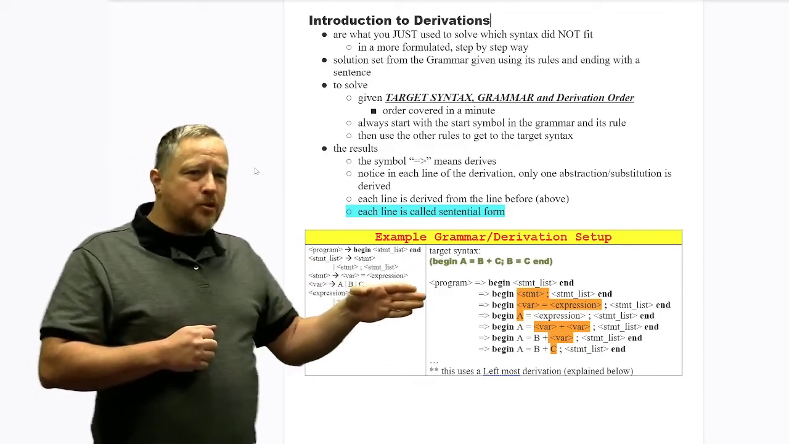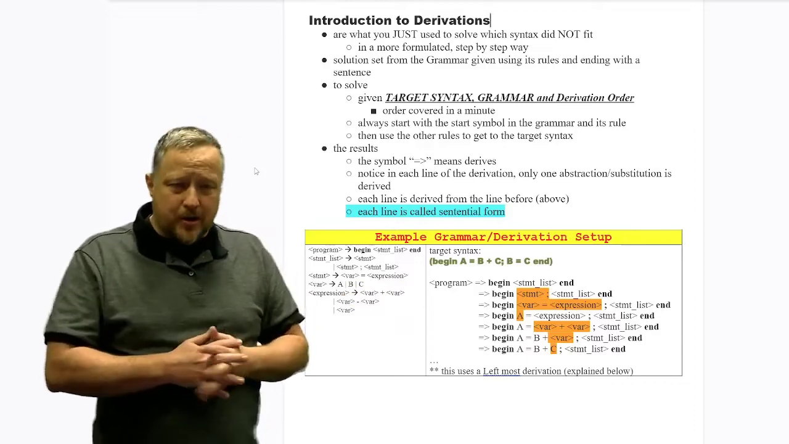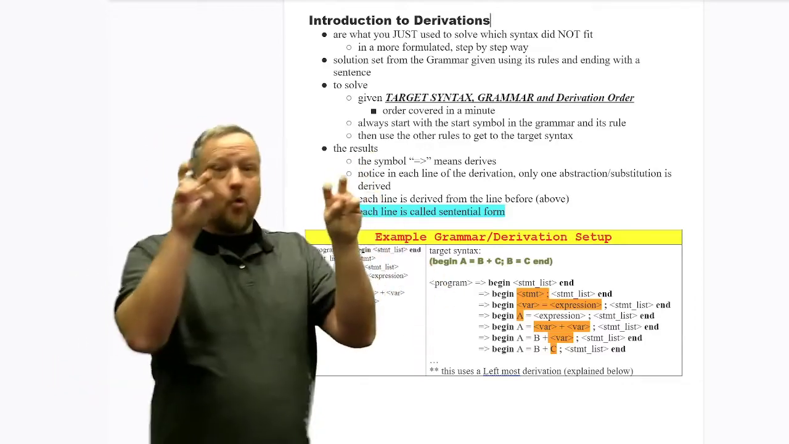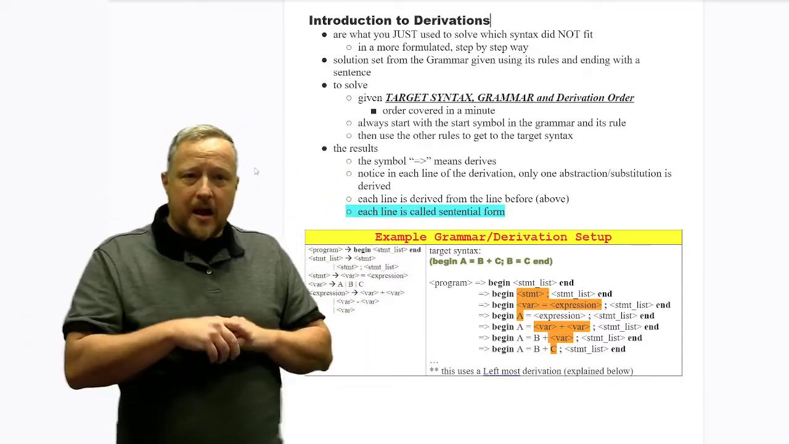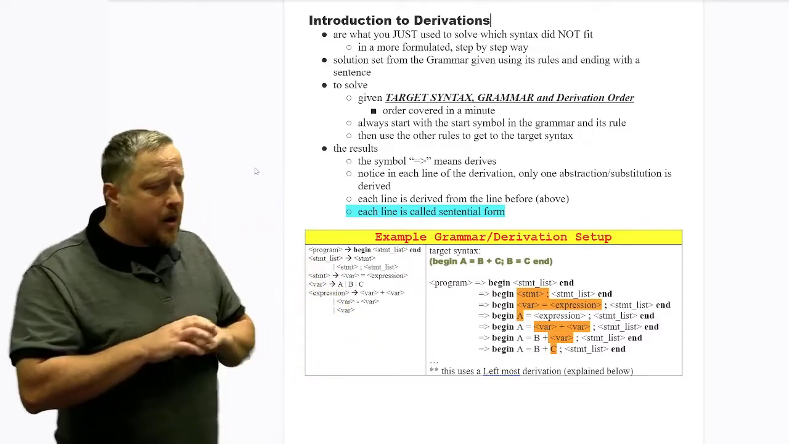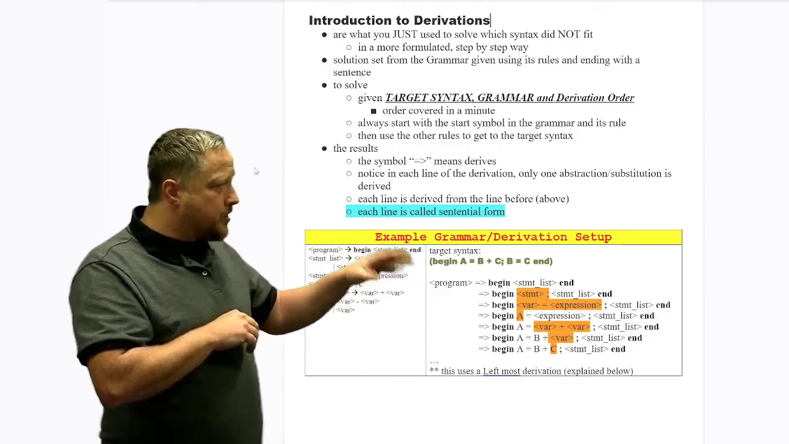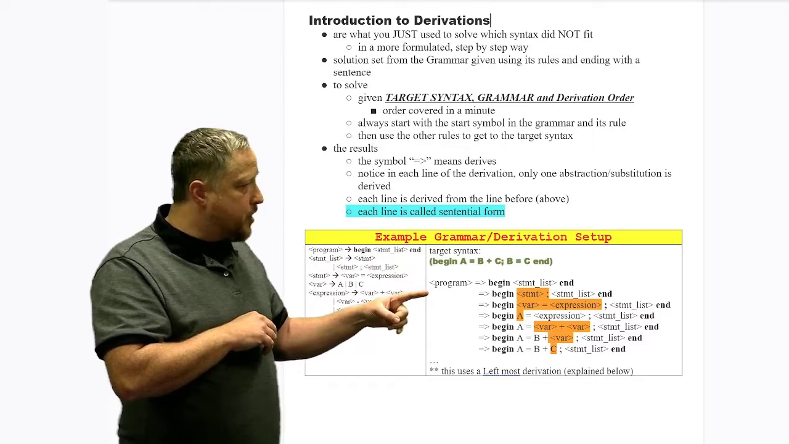But this time we're doing it one at a time, or one substitution at a time. Now, if you can believe this, there actually is an order of substitution that we're supposed to do, and we'll call that a derivation order, which I'll go over here in a second, so bear with me. But what's happening here is, again, there's a grammar, I'm not going to go over that. Target syntax, not going to go over that. I'm going to go over the breakdown or the derivation.